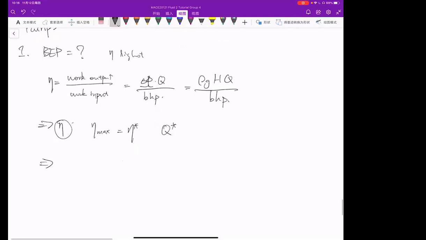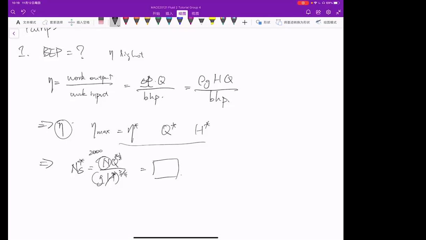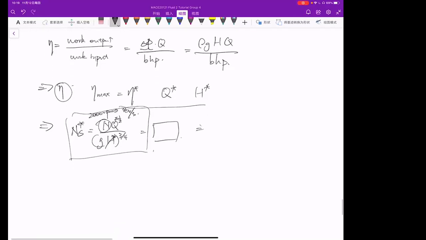Then it asks about the specific speed, which is defined as N times Q to the one half over g H to the three quarters. Since H star is given, Q star is given, and N is given in the problem as 2000 RPM, you need to convert it to revolutions per second. Do it this way, and then you can find your NS. With your NS, remember this curve, you could then determine which type of pump it is.